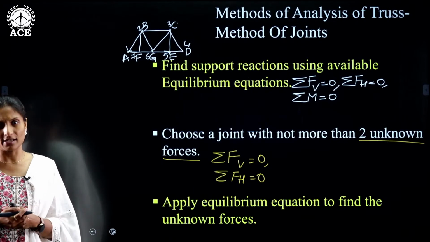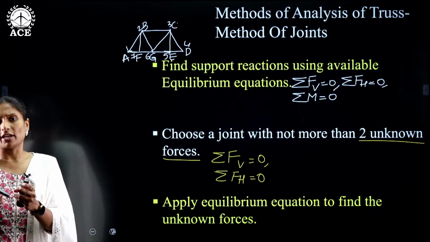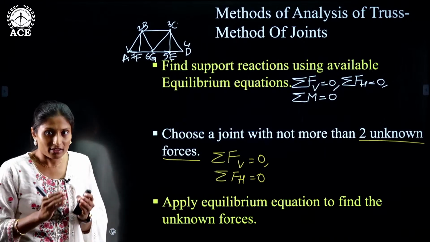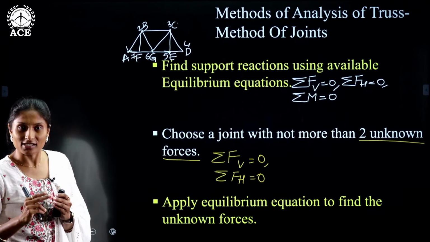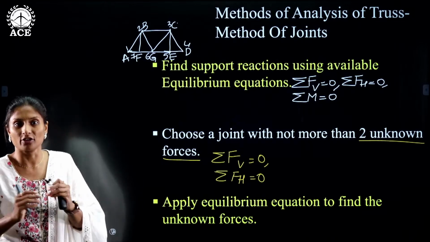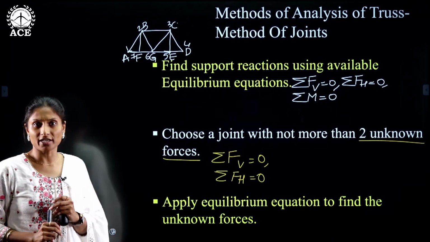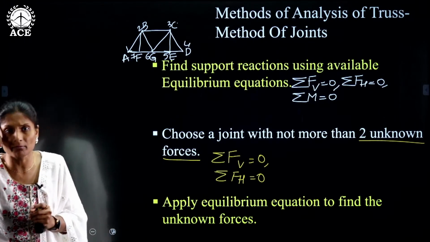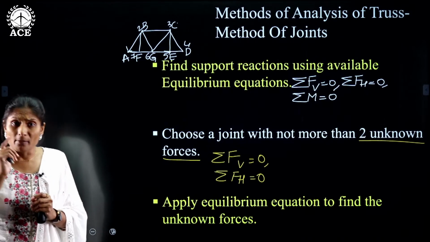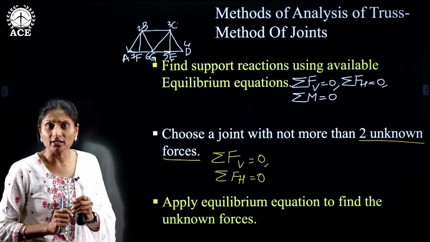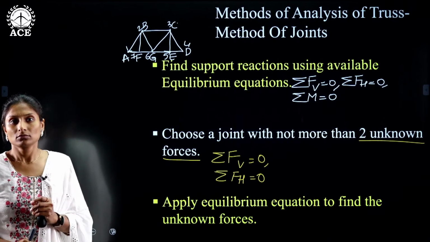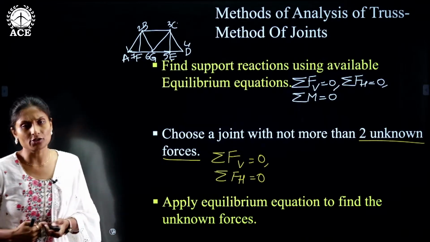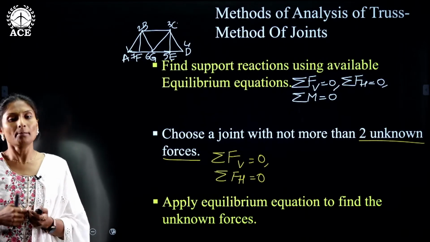We all know mathematics, right? With 2 available equations, we can only solve 2 unknowns. With 2 equations, we cannot solve 3 unknowns or 4 unknowns. That is the reason why, whenever you select a joint, you have to remember that the maximum number of unknowns at that joint must be 2. It should not exceed 2. These are the few points you have to remember while carrying out the method of joints.